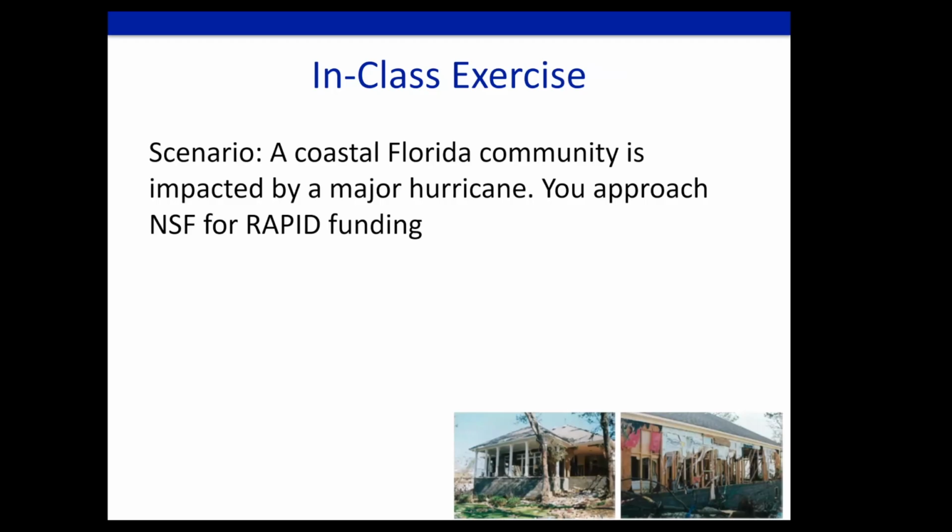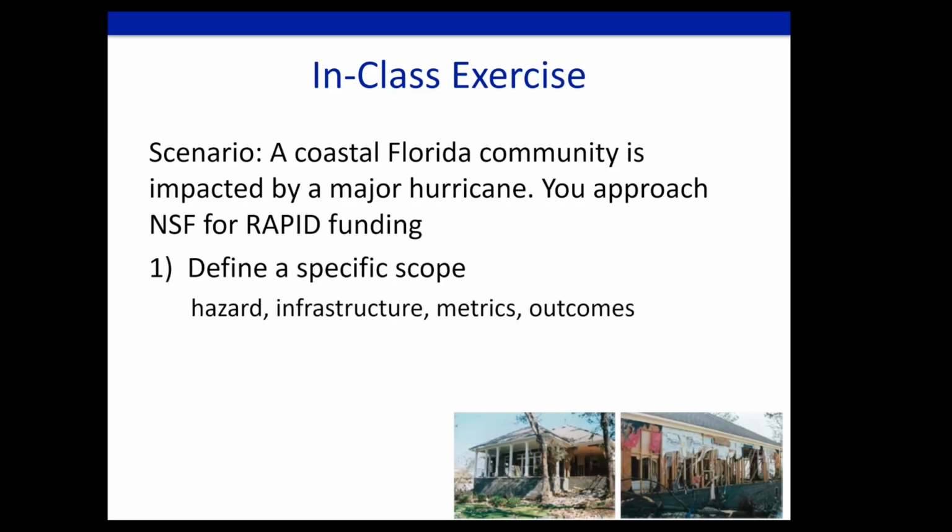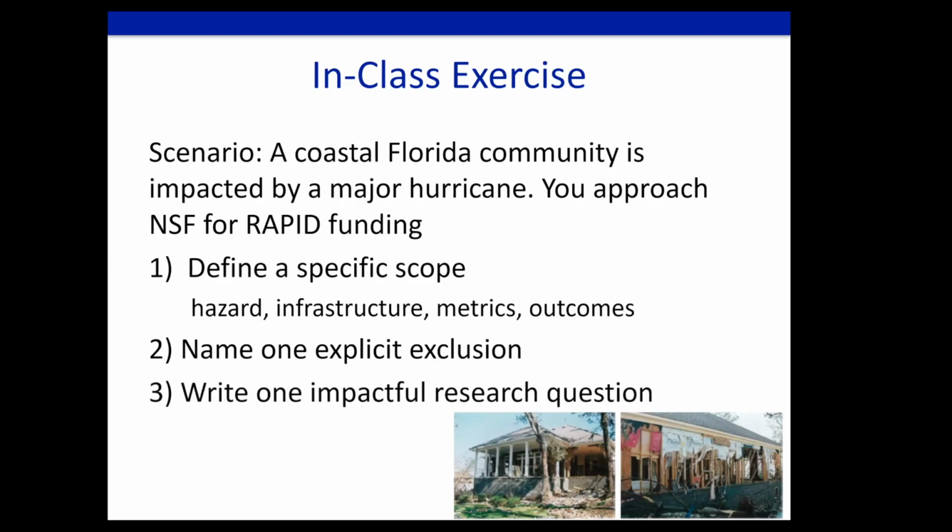So here's what I want you to do. We're not going to do the whole thing. I just want you to do a couple of simple steps. Define a specific scope: the hazard, the infrastructure, the metrics, the outcomes that you're interested in. Just write something down or think of it. Then name just one explicit thing that you're going to exclude from your scope and have a reason why, right? Could be anything. And then write an impactful research question.